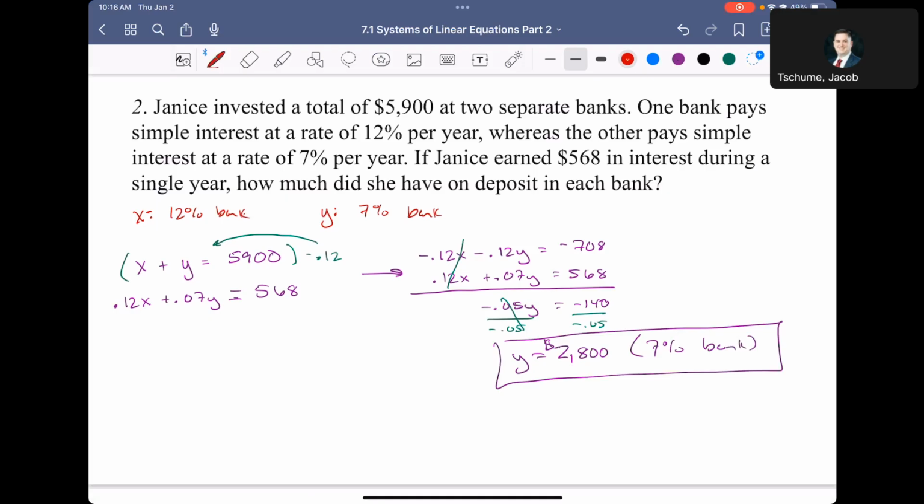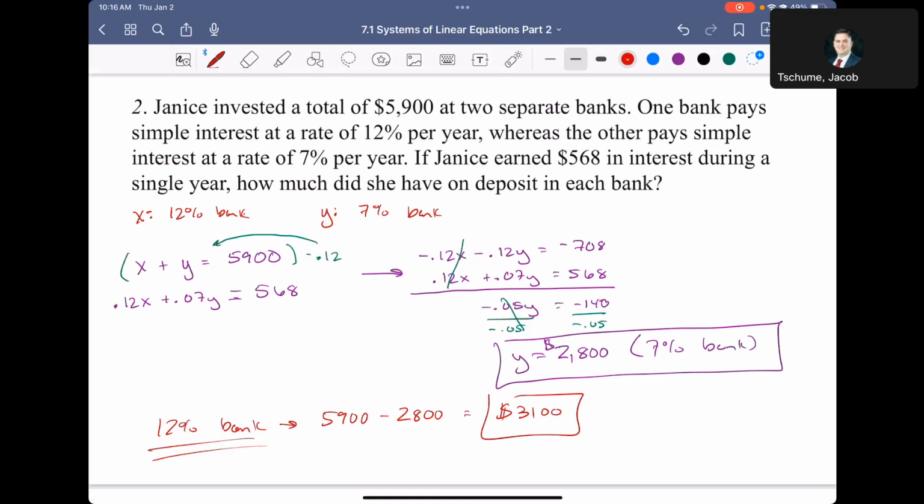But this, once again, the second number is usually a little bit easier, so we're going to do the 12% bank here. I know that she had $5,900, and I already know that she put $2,800 in the 7% bank. So therefore, if I subtract these two, I'm going to get $3,100 as how much money Janice put into this 12% bank.